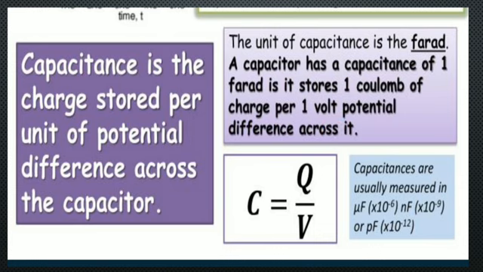So the unit of capacitance is the farad. For example, a 1 farad capacitor stores 1 coulomb of charge per 1 volt of potential difference across it. That is C equals Q by V. Capacitances are usually measured in microfarad, 10 power minus 6, nanofarad, 10 power minus 9, and picofarad, 10 power minus 12.